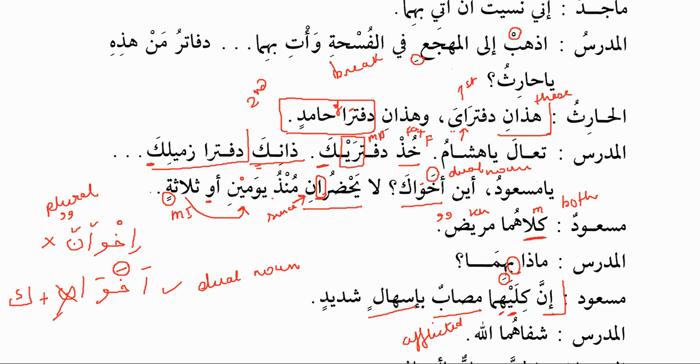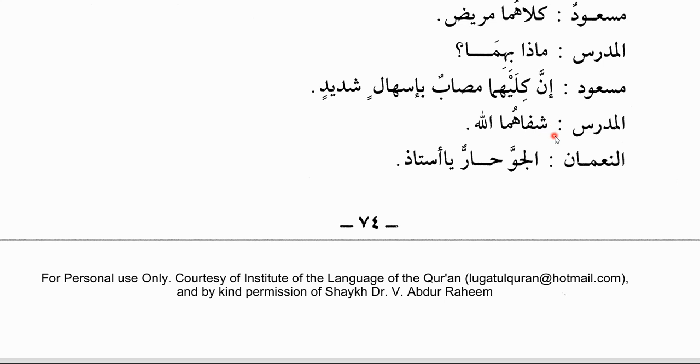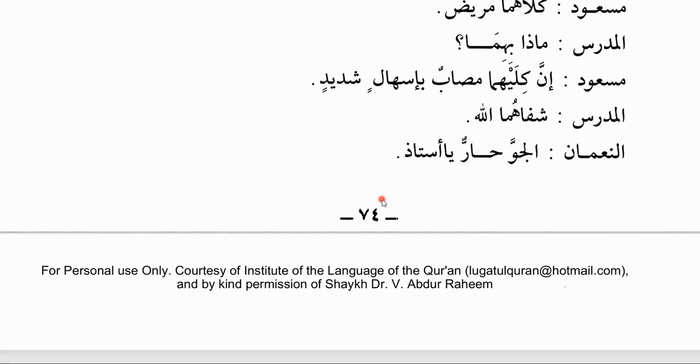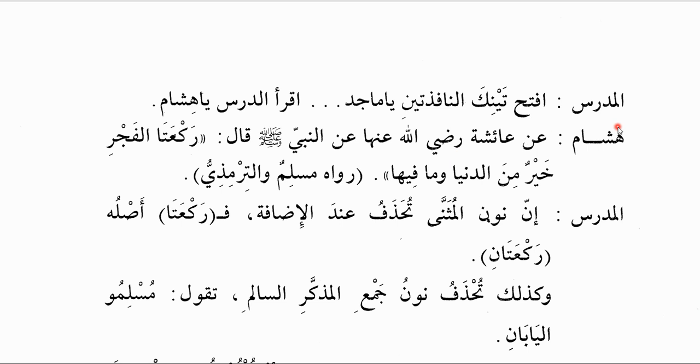Now let's see. So the teacher says shafahuma. So shafahuma is also used for two people, because both the brothers are sick. So he says shafahuma Allah, which means may Allah give them shifa. And Nu'man says al-jawwa harun ya ustaz. So Nu'man says the weather is quite hot. Al-jawwa harun ya ustaz means the weather is hot. Now let's see the next.